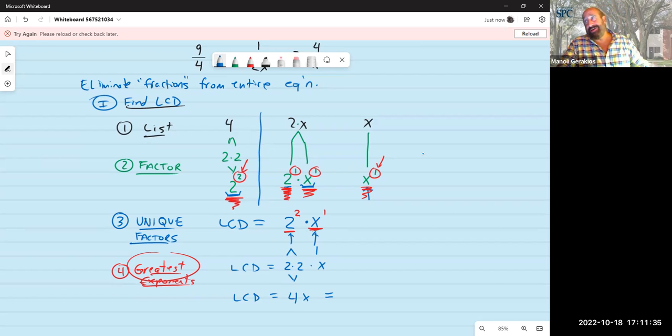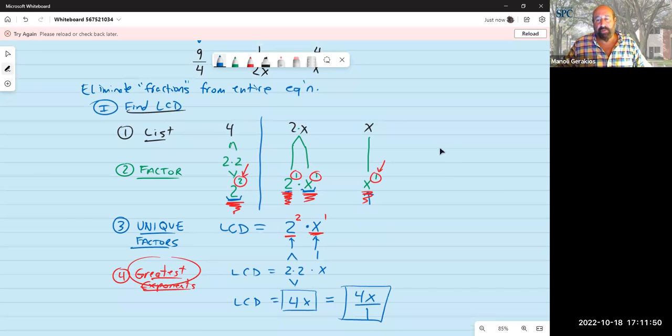On terms that are fractions, rational expressions, I need to use the LCD as a fraction by putting it over 1. They both mean 4x. But I use them appropriately, depending on the term that we're going to multiply.